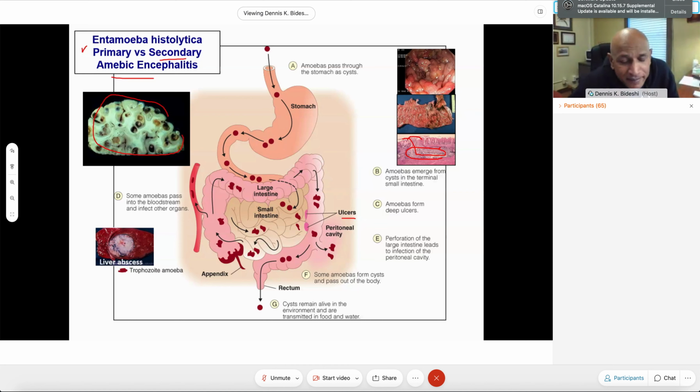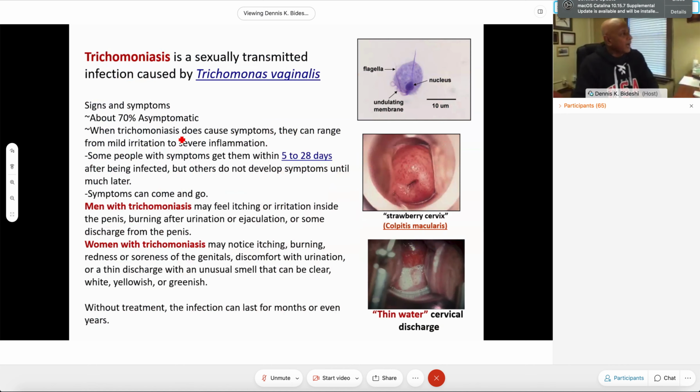All right, guys. See, this is a really nasty one, right? Primary disease, intestinal tract. It can move from that site and get to other sites like the brain or the liver. So this is a very nasty one. Amoebic dysentery, amoebic encephalitis. This is when the parasite ends up in the brain. Very, very nasty condition.